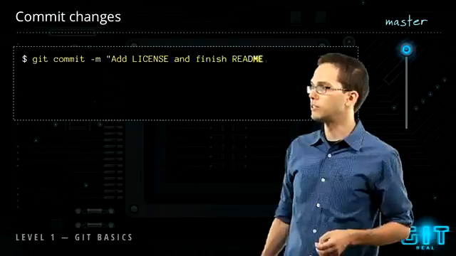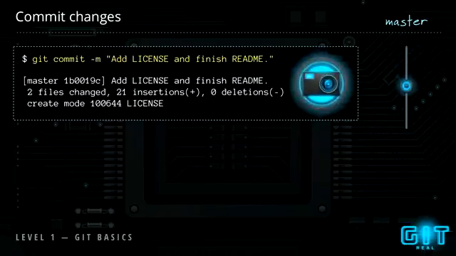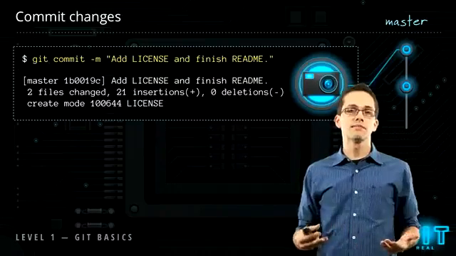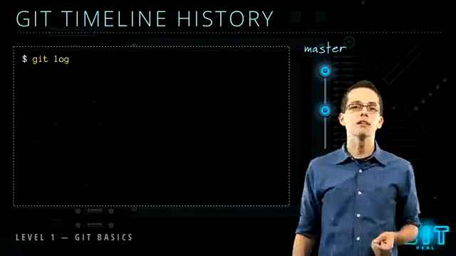So here you can see we do git commit -m. Now we can commit our changes off of the stage and specify what the commit does, in this case "add license and finish readme". This is going to create a snapshot and add a commit to the top of our timeline. Now we have two commits, but how do we list from the command line what those are? How do we look at the history? That's where the git log command comes in.